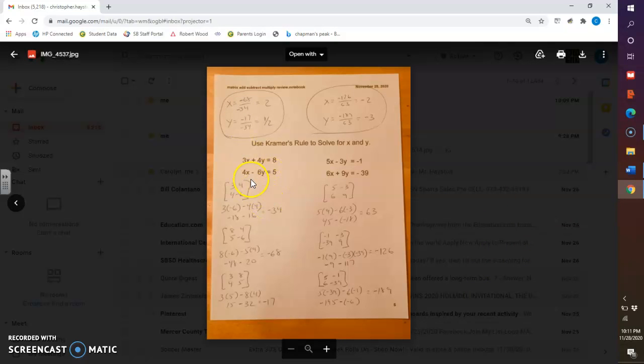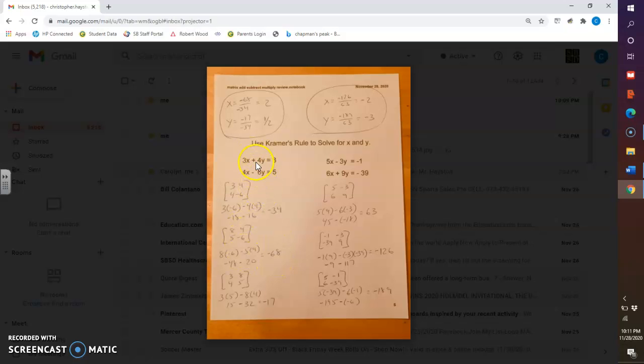Final one, Cramer's rule. We're taking 3 2 by 2 matrices and finding the determinants. We first start with the coefficients. 3, 4, 4, negative 6, and it's just cross multiplication. 3 times negative 6 minus 4 times 4. Negative 18 minus 16 is negative 34. Then we replace the x coefficients with the numbers to the right of the equal sign. So it becomes 8, 5, 4, negative 6. 8 times negative 6 minus 5 times 4 gives you negative 68.